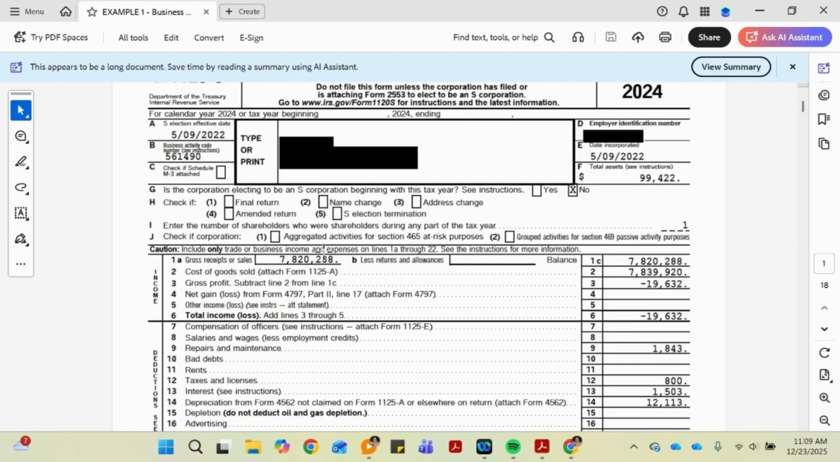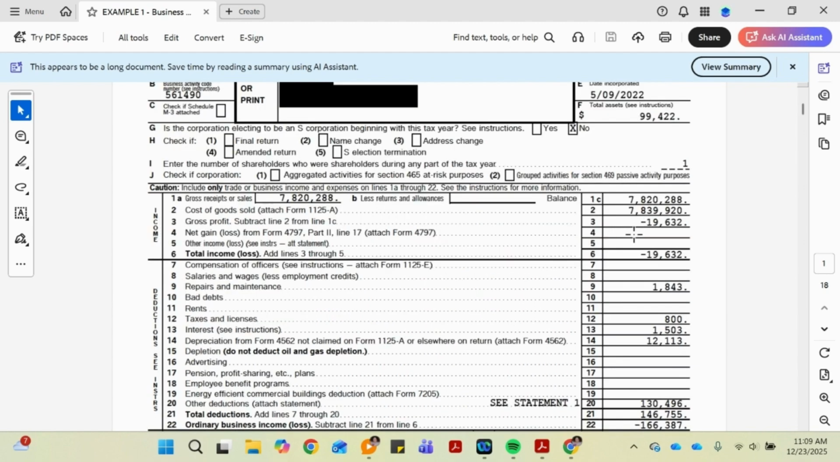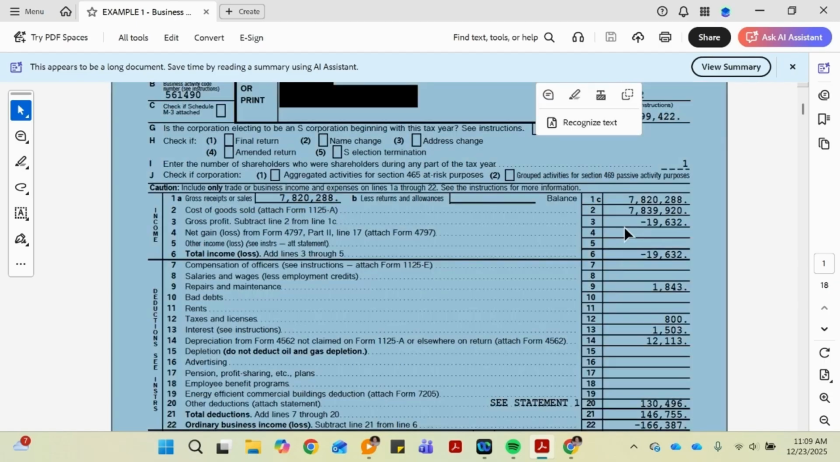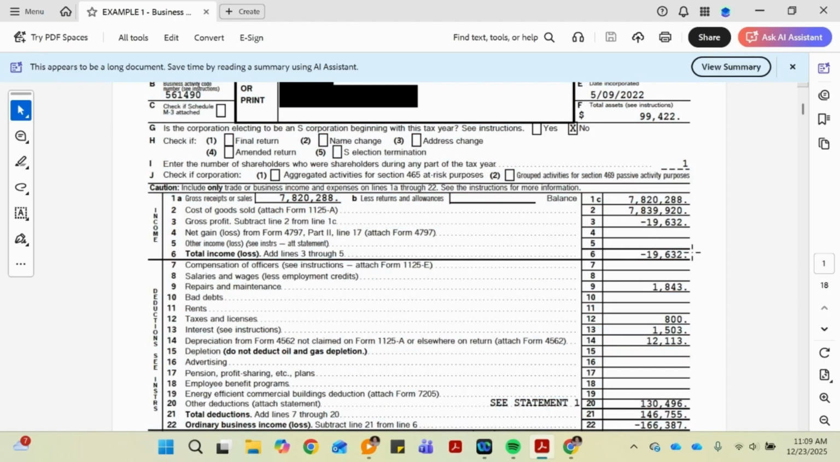Right here, they have gross receipts of almost $8 million. And then they have here some kind of deduction from their gross profits. Their gross receipts are almost 8 million, 7.8, right? And then cost of goods sold, they also have at about 7.8 million. So they're already starting at a total loss of negative $19,000 in income.